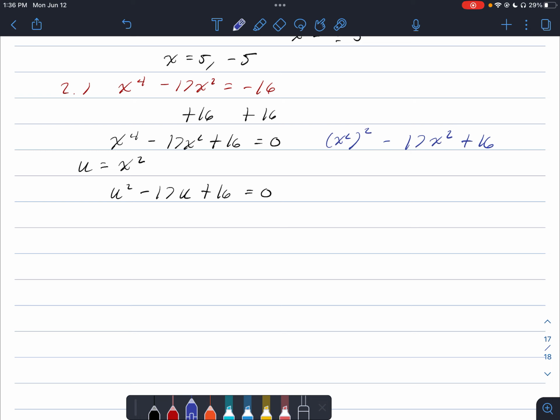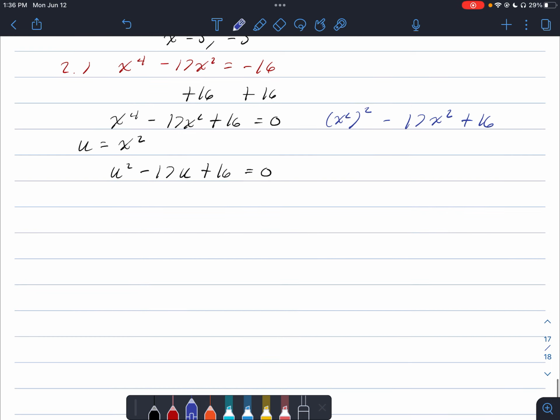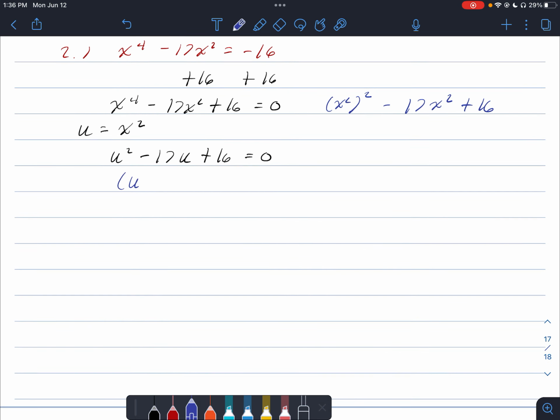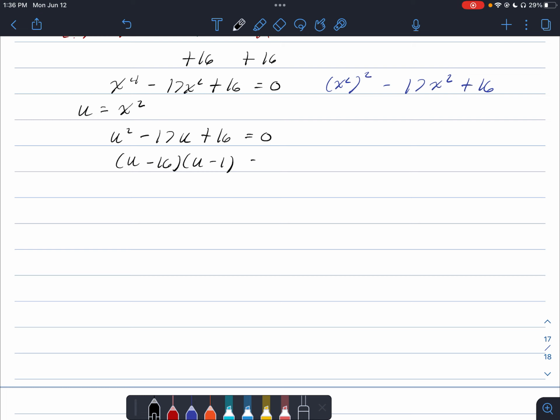So let's see if we can find two numbers that multiply together to give us 16 and add together to give us negative 17. So here I'm thinking negative 16 and negative 1. So we can write this as u minus 16 times u minus 1. Okay? So these two numbers multiply together to give us positive 16. Negative 16 times negative 1 is positive 16. Negative 16 plus negative 1 is negative 17. So that looks right. Okay?